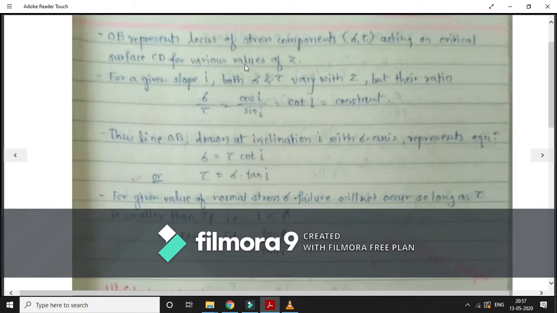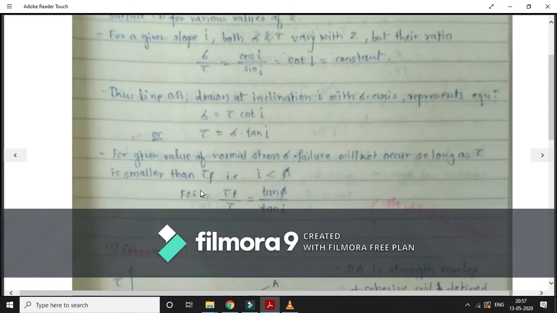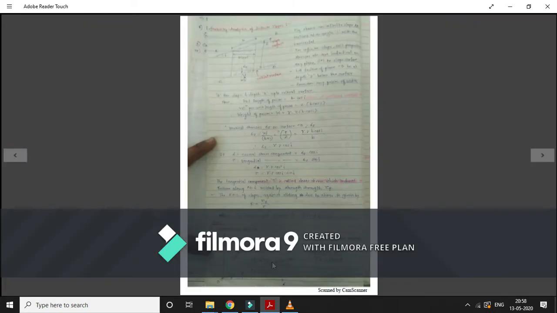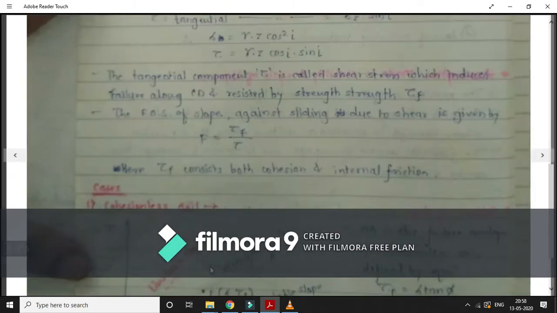Now I can take the ratio here. If I take the value of sigma divided by tau, I will get cos i divided by sin i, that is cot i. Thus the line OB drawn at an inclination of i with the sigma axis represents the equation sigma is equal to tau cot i, and tau is equal to sigma tan i. So I can get the factor of safety like this: FOS is equal to tau F divided by tau, so it is tan phi upon tan i. Once again we will go through this figure so that you can understand very easily.